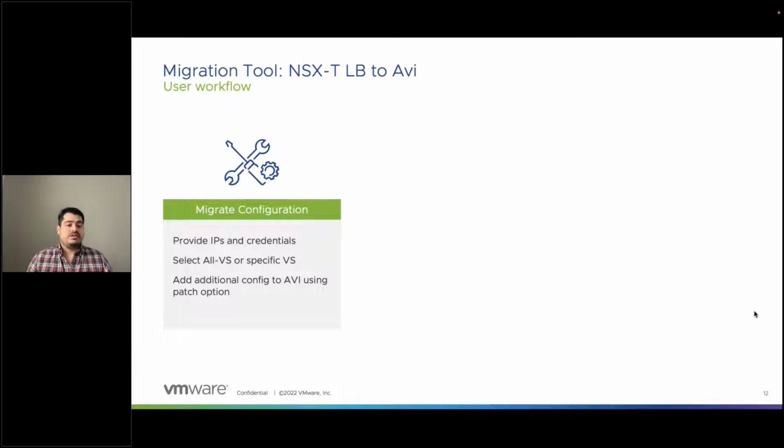And on top of that, as you saw in the demo, the AVI has a lot more features than the features that the native NSX Load Balancer has. So what if you want to add additional configurations apart from the ones that are in NSX? You can use the patch option of the tool to add those configurations at the same time that the tool is pushing the migrated configuration from NSX. So that's a summary of the first phase, that is the migrate configuration phase.